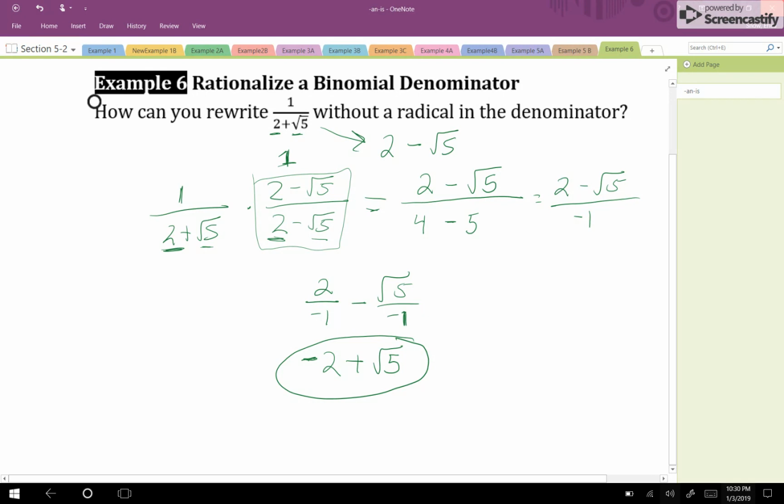So we are now done with 5-2. You have an extra half sheet, which includes your properties of radicals. So that's everything that we've done today on all of our notes. And you can kind of review back through that.